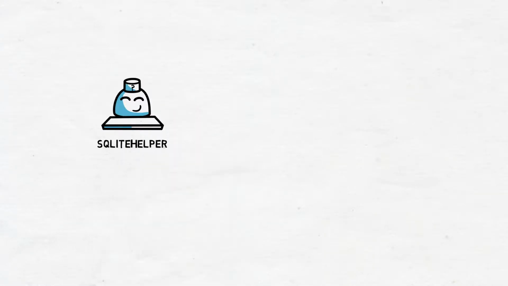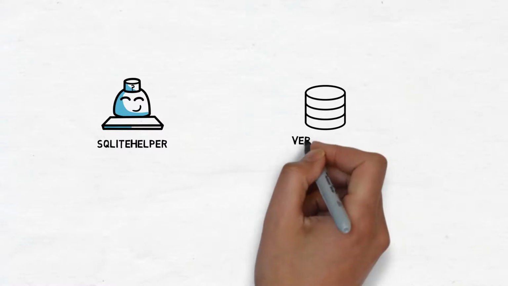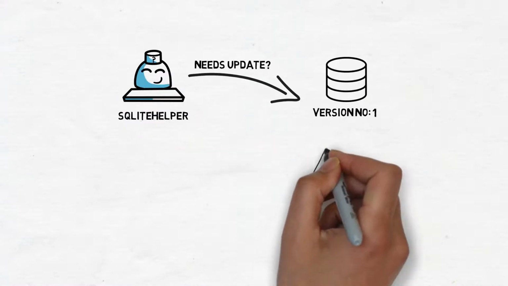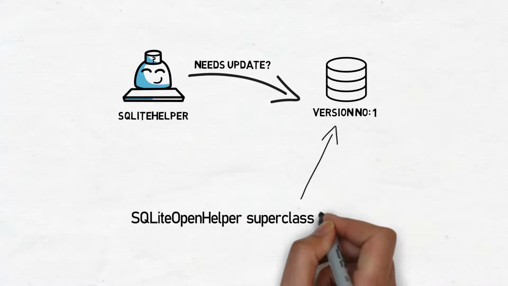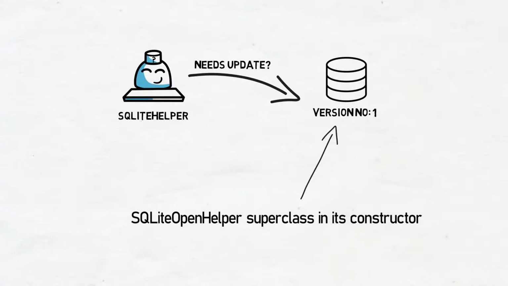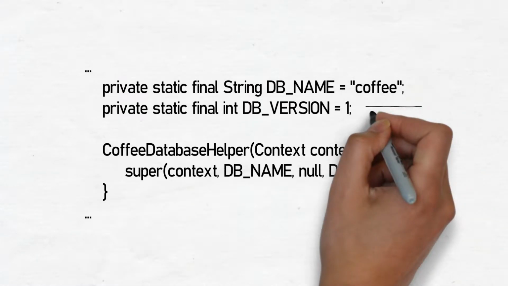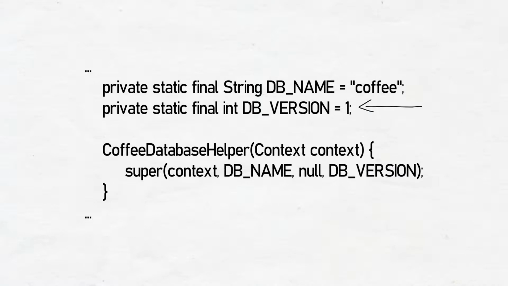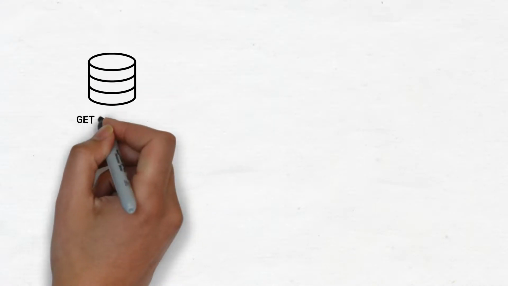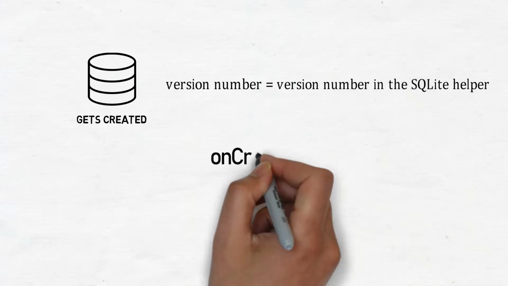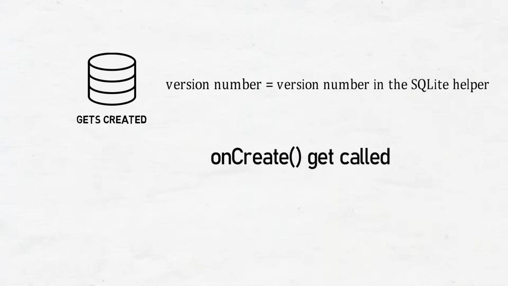The SQLite helper can tell whether the SQLite database needs updating by looking at its version number. You specify the version of the database in the SQLite helper by passing it to the SQLiteOpenHelper superclass in its constructor. Earlier on, we specified the version number of the database like this. When the database gets created, its version number gets set to the version number in the SQLite helper, and the SQLite helper onCreate method gets called.